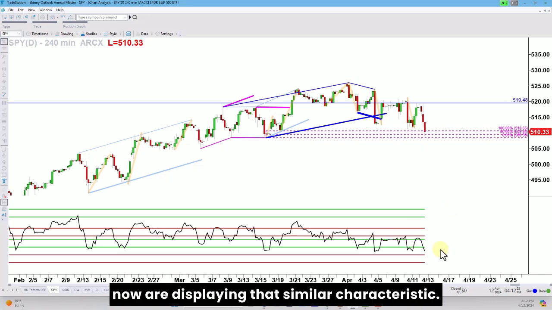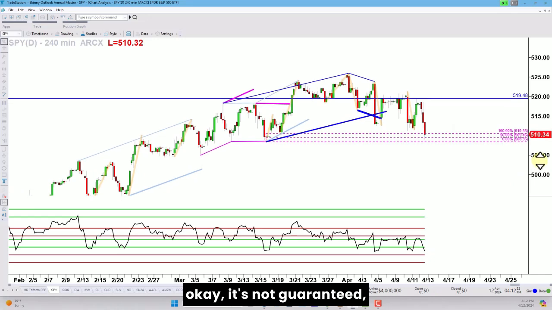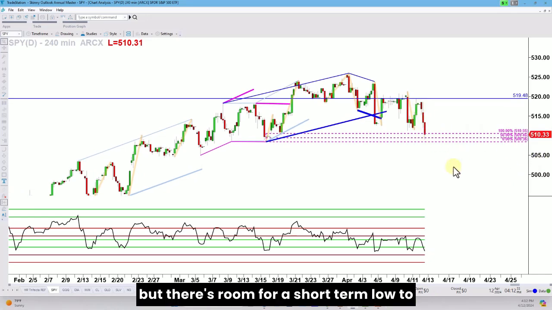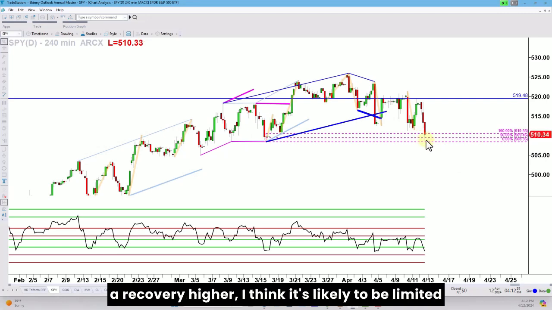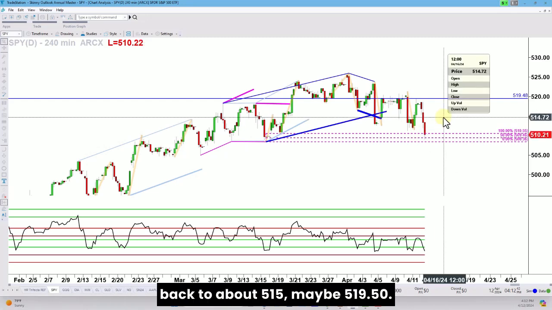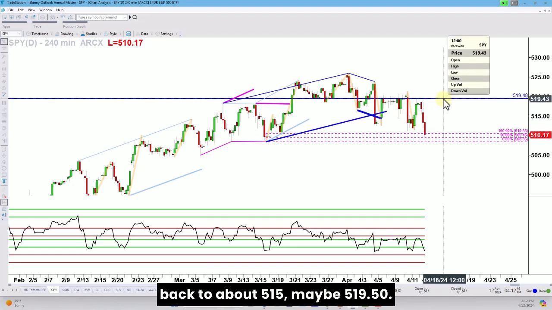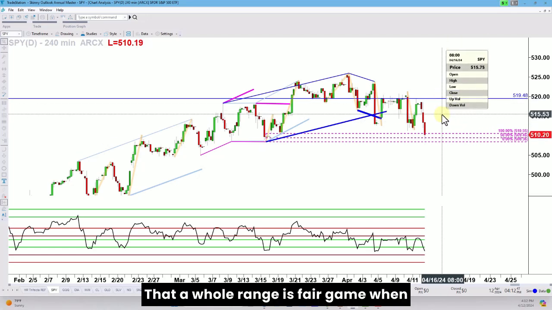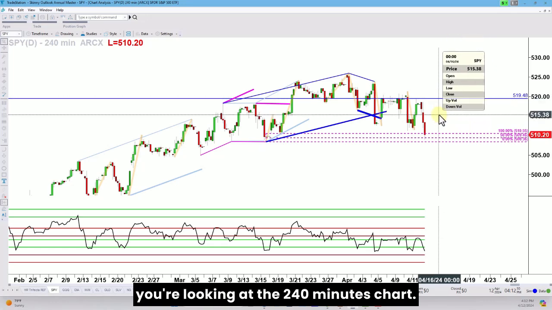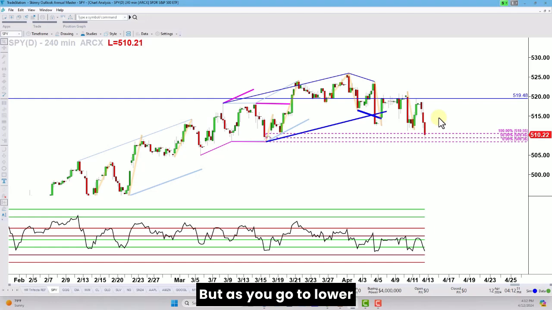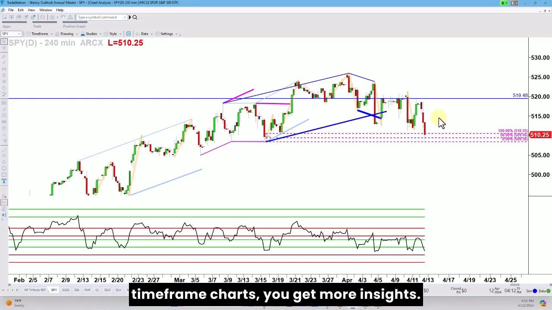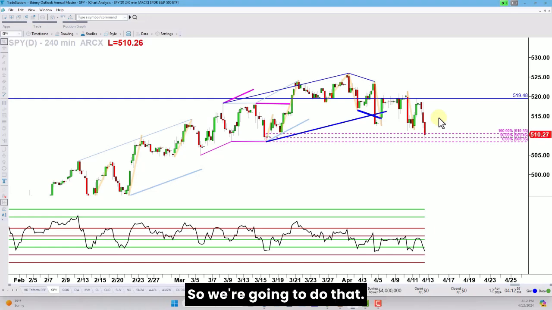right now are displaying that similar characteristic but to the downside, meaning there's room. Okay, it's not guaranteed, but there's room for a short-term low to come in price here and for there to be a recovery higher. I think it's likely to be limited back to about 515, maybe 519.50. That whole range is fair game when you're looking at the 240-minute chart, but as you go to lower time frame charts, you would get more insights. So we're going to do that now.